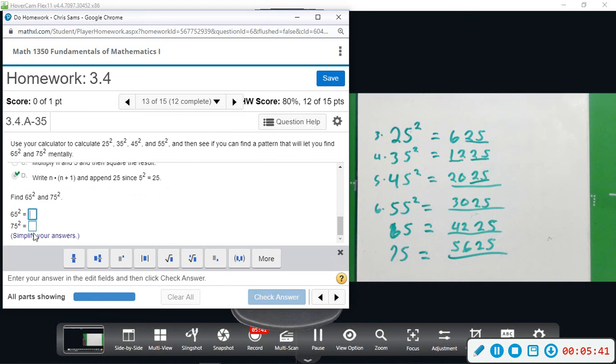Okay, so now doing these, 6 times 7 is 42, 25. And then 7 times 8 is 56, and then 25.